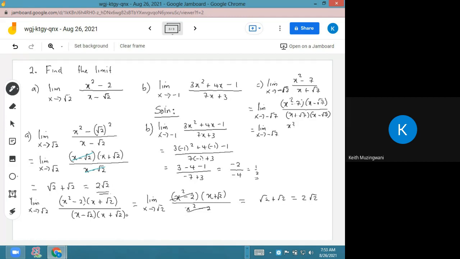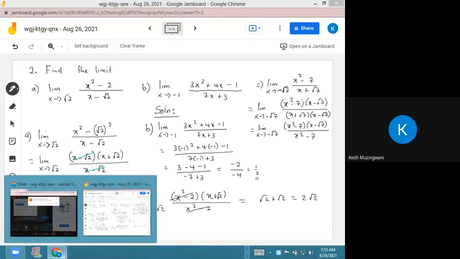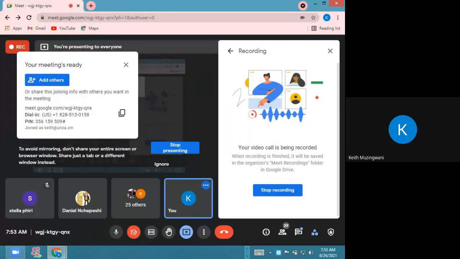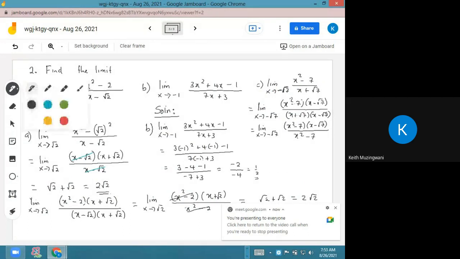Then this will give us the limit as x goes to negative root 7 of x squared minus 7, and then x minus root 7 over x squared minus 7. So this piece will take away this piece, so that we now substitute directly. Where there is x, we take negative root 7 minus root 7, giving us negative 2 root 7.